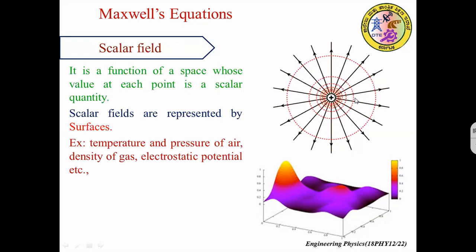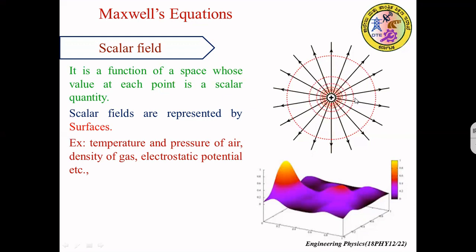Another example for the scalar fields can be the variation of temperature in a room. Suppose in a room there is an AC, air conditioner, and if you switch on the AC, then we know that the temperature decreases from the AC source, so there is variation in temperature. Near to the AC, it is much cooler, and as you move far away from the source, the temperature is a bit higher. It is cooler near the AC source, and far away from the AC source, it is a little bit hotter.